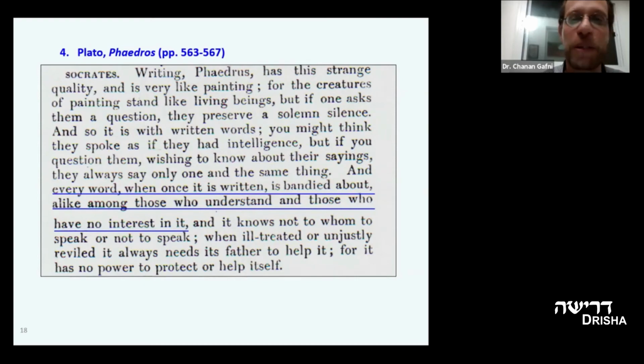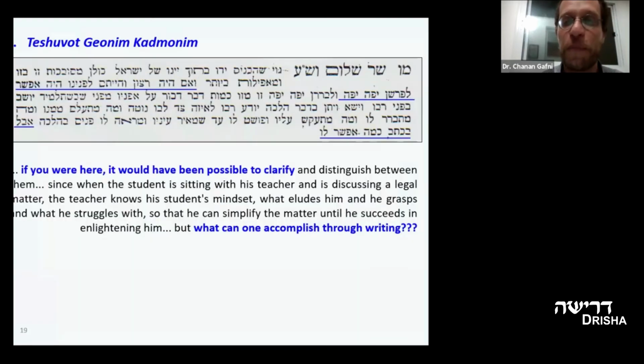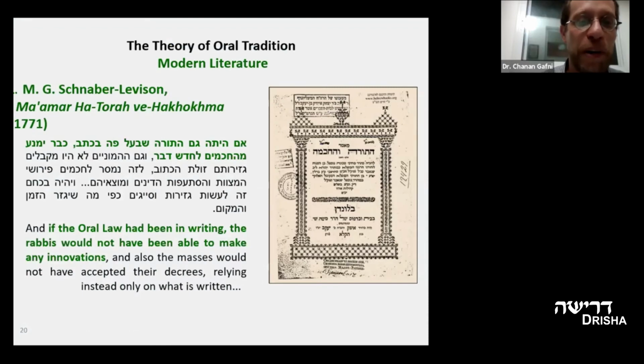What's going to happen now? I'm going to skip the next slide. We don't have enough time. What's going to happen when we move to the modern period? We're going to see a huge shift in the way that people understand oral law. If I asked you this at the beginning of class, I'm sure you would have spoken in modern terms, and you would view oral tradition drastically differently.